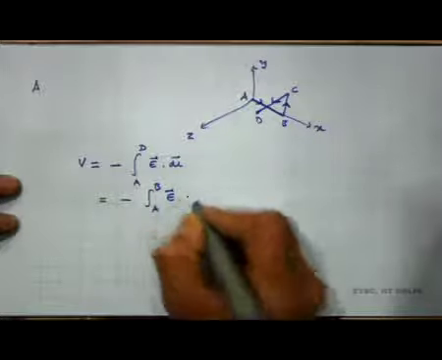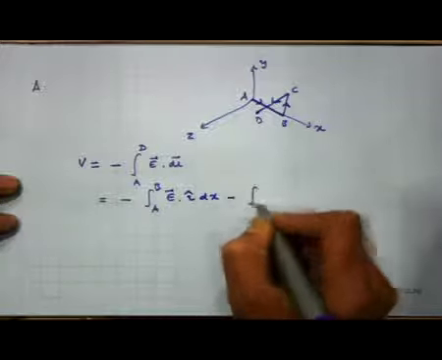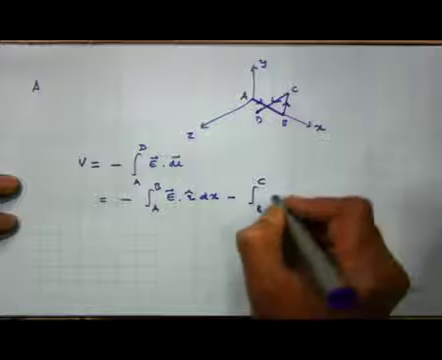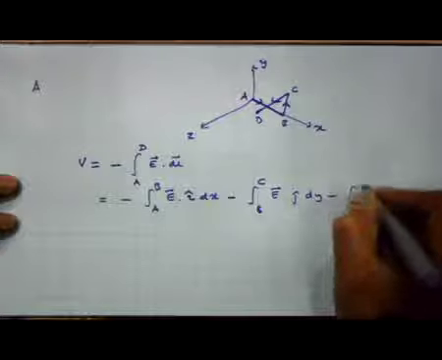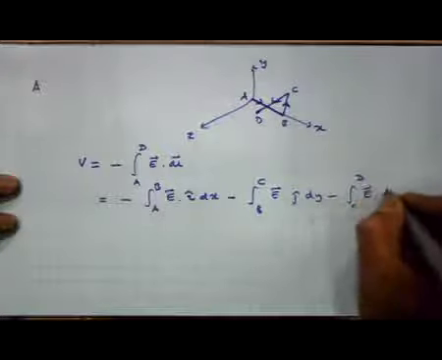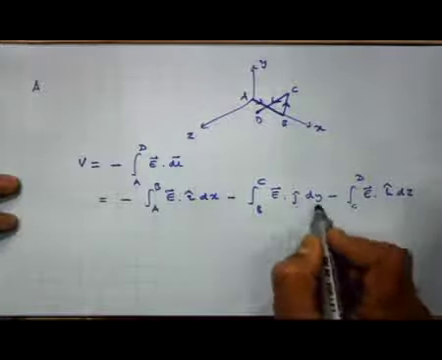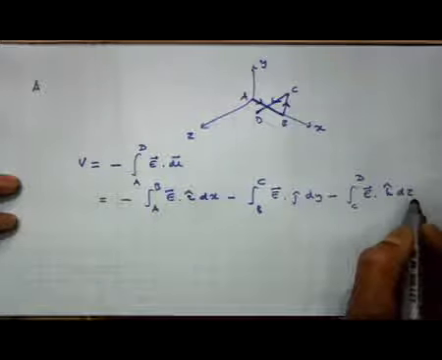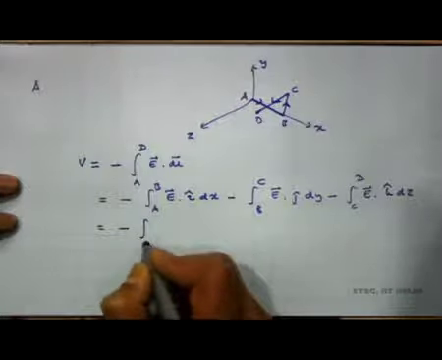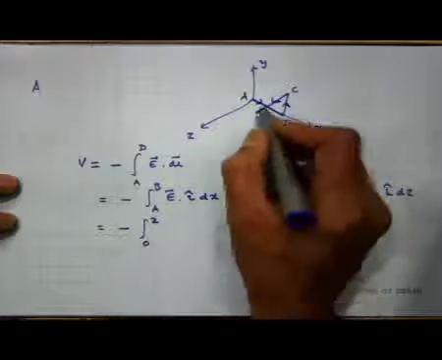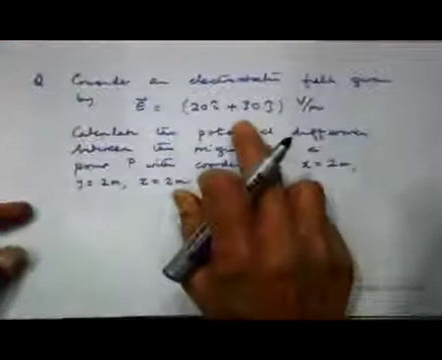E dot d l. Now, if I go from A to B, what is d l? i cap d x, minus integral B to C E dot j cap d y, plus minus C to D E dot k cap d z. This is d l for path A B, this is d l for path B C, and that is d l for path C D. So, this is equal to minus integral. Now, A to B, x goes from 0 to 2, because this has coordinates 2 meters, 2 meters, 2 meters, and E is given by 20 i plus 30 j.